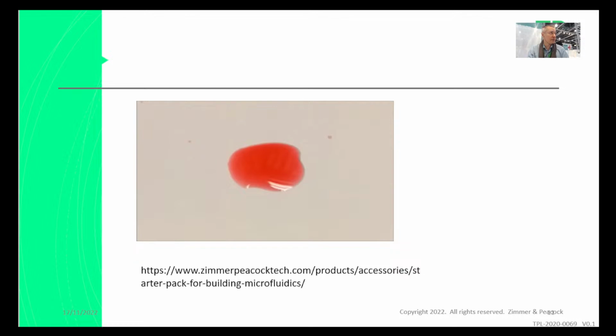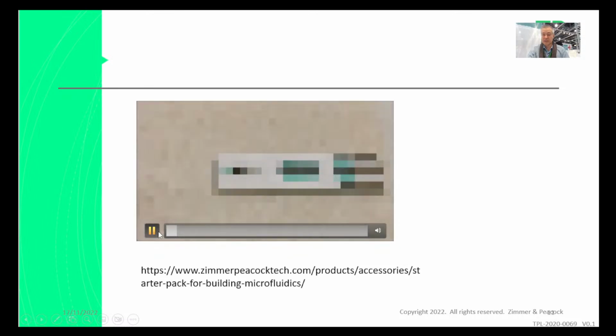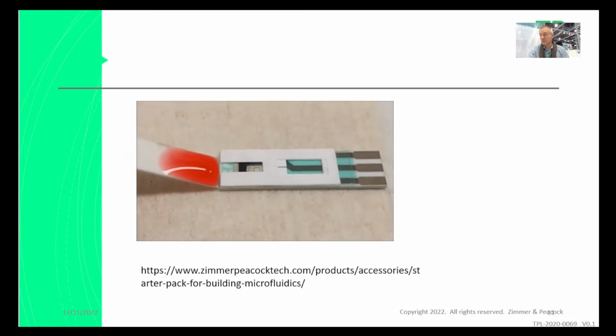You can construct capillary channels and chambers using the kit, and the kit link is here. And if you have things like knife cutters and the skill in stacking materials, then you can make these kind of devices, no problem.